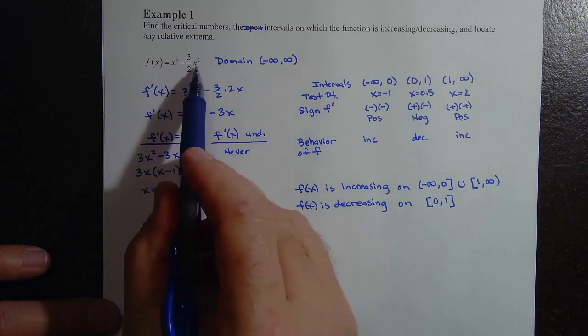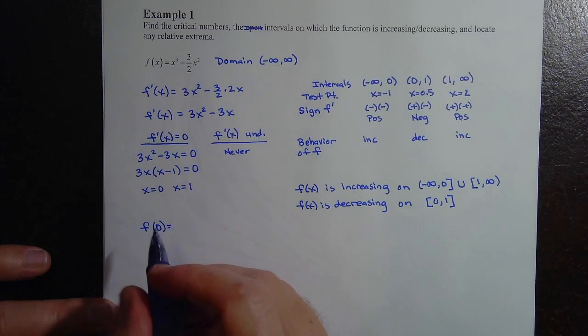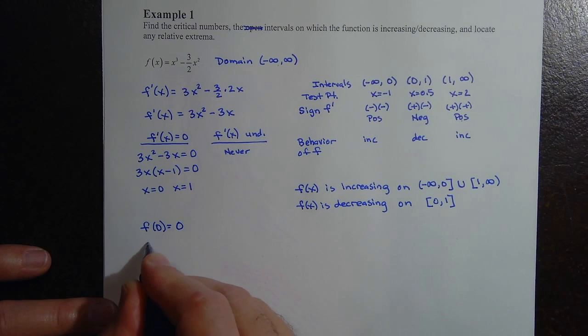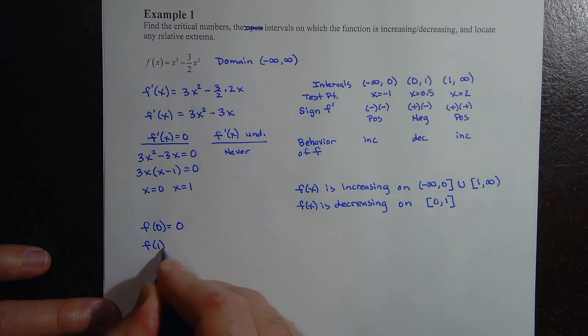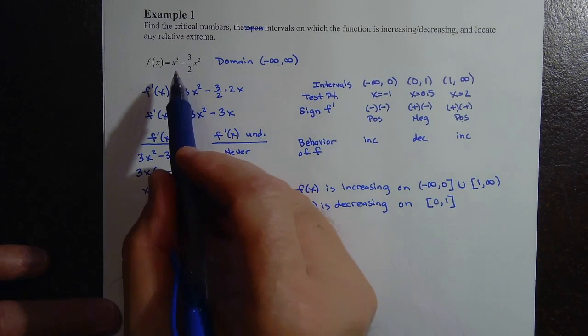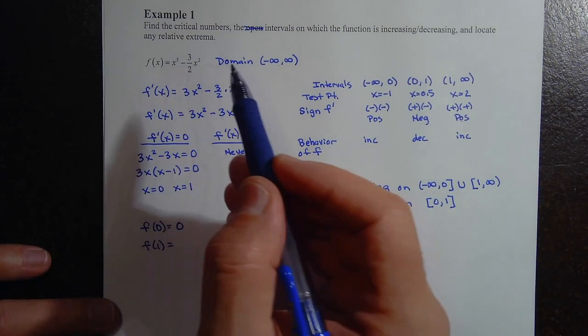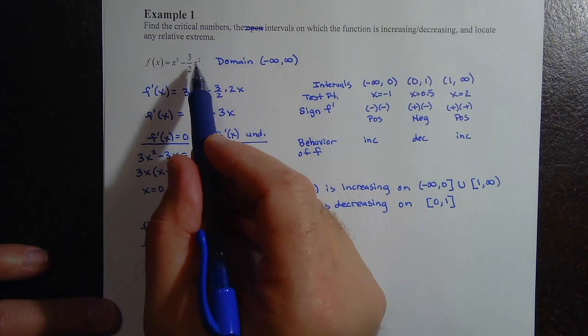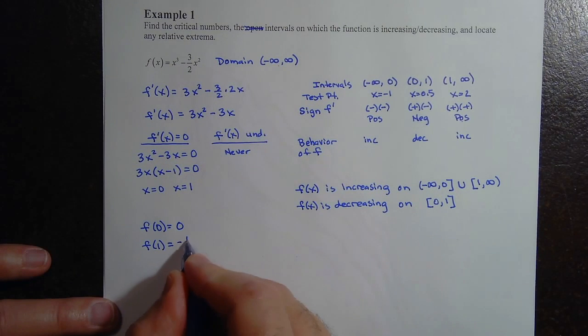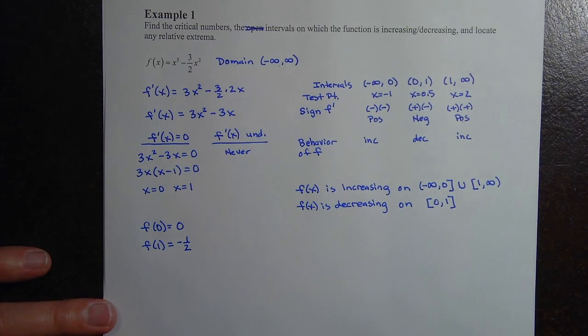Okay, so if we put 0 in here, well, that would just be 0, okay? And also f of 1. Okay, and f of 1, this would be 1 minus, and this would be 1, so 1 minus 3 halves, or 2 halves minus 3 halves, which is negative 1 half. That's what we would get out of that, okay?